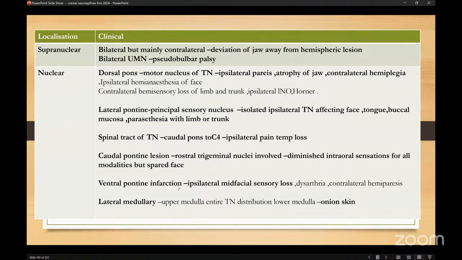And why am I talking about this? Because of the arrangement of the spinal tract of the trigeminal nerve. It can only affect the pars oralis in the ventral and caudal pontine lesions. So it can only have mid-facial sensory loss.